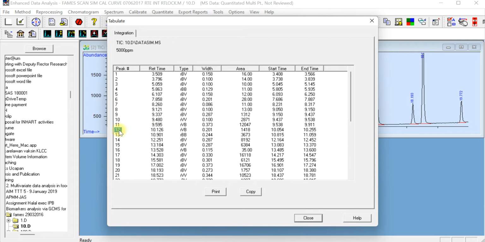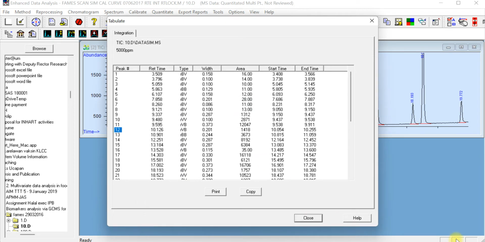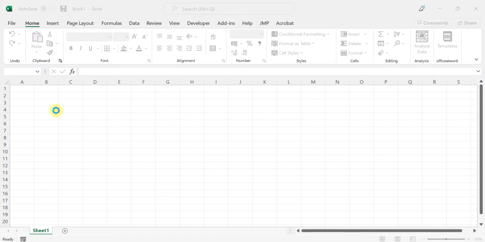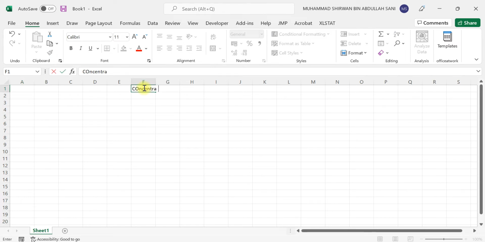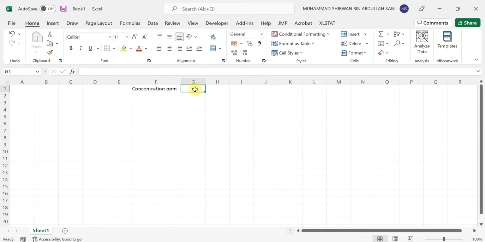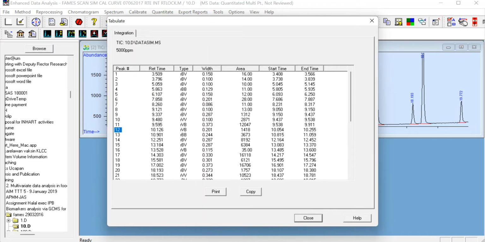So for example, with 1418, you can open one Microsoft Excel. The Microsoft Excel has been opened. Just type here, concentration, the unit is ppm, and then we want to know about the area. The first standard is 5000 ppm, and the area is here, 1418.